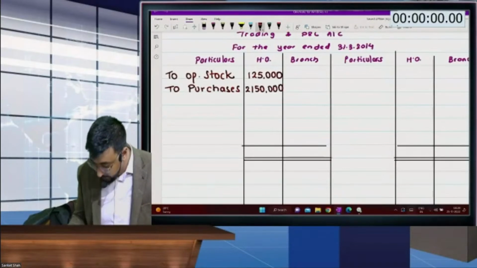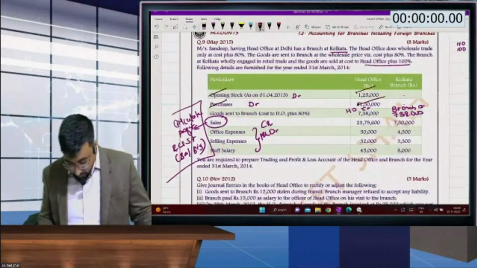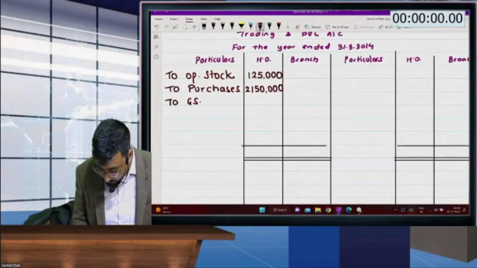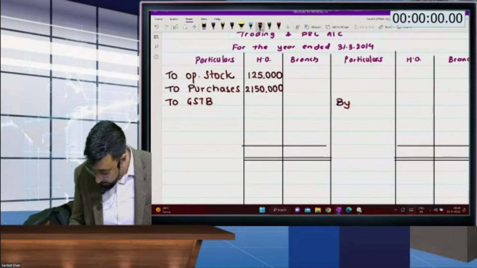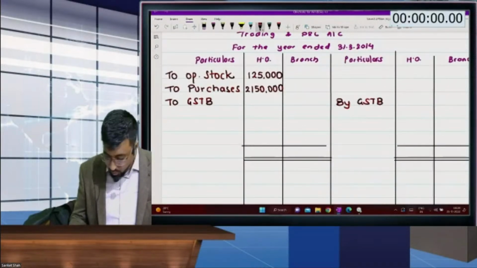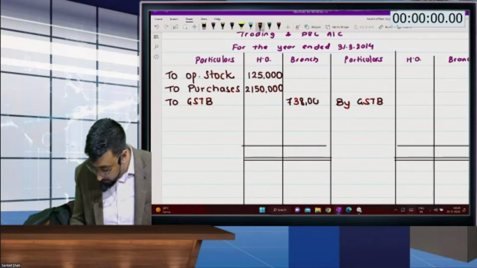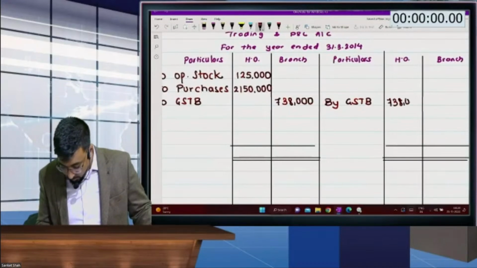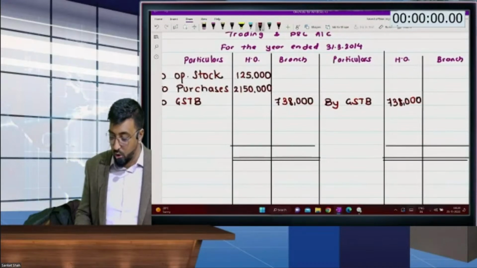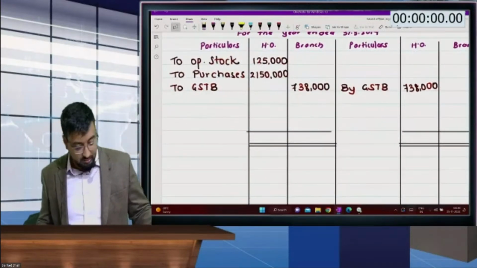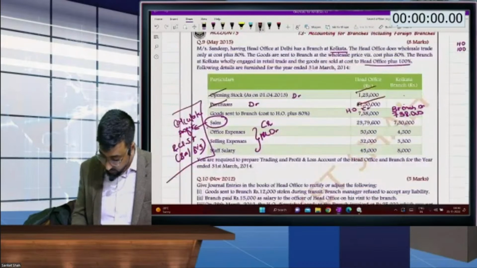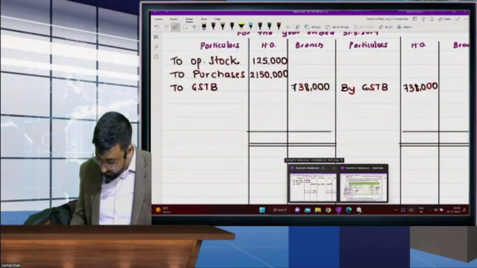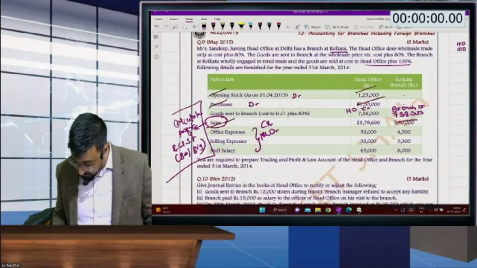21,50,000. To GSTB on the same line, by GSTB. To GSTB in the branch debit side, 7,38,000, and by GSTB in HO column, 7,38,000. By sales, 23,79,600.